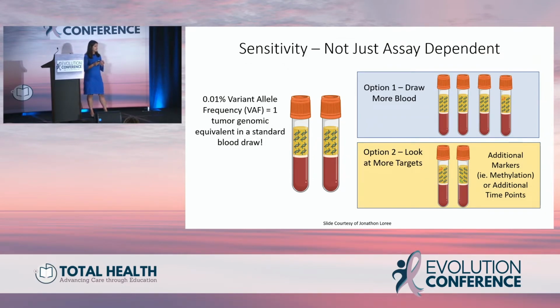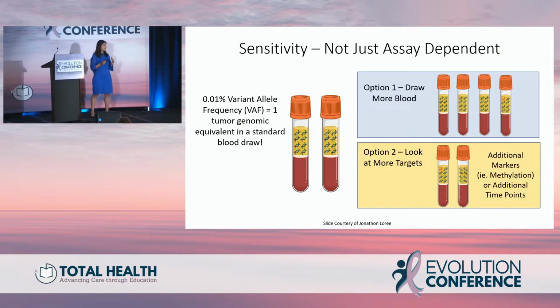So sensitivity is not just assay dependent. There are certain characteristics of different assays that enable some to be more sensitive. But as I mentioned, part of this is how much blood you're picking, or how many tumor DNA fragments you're picking up at any given time. So one option is you draw more blood. There are some approaches saying, let's just draw more blood and see if we can optimize our chance of finding that tumor-derived ctDNA.